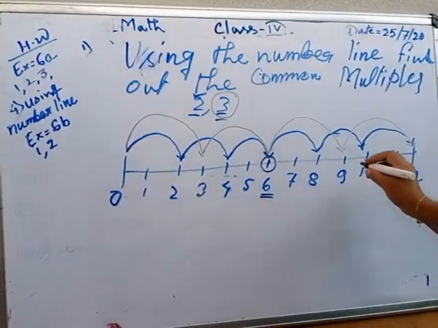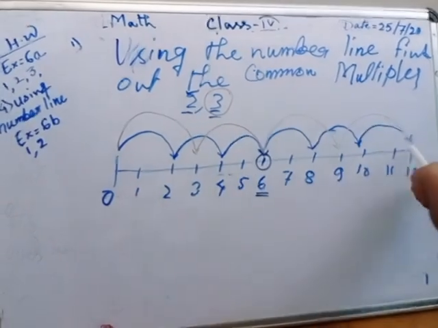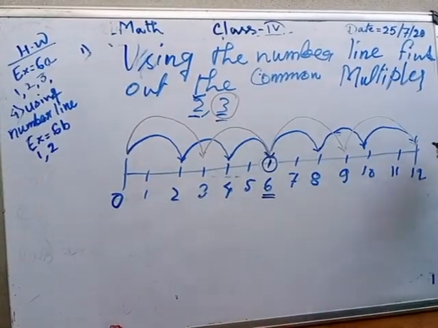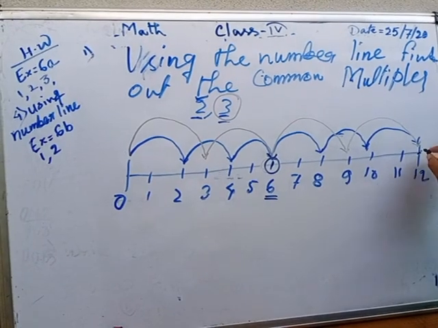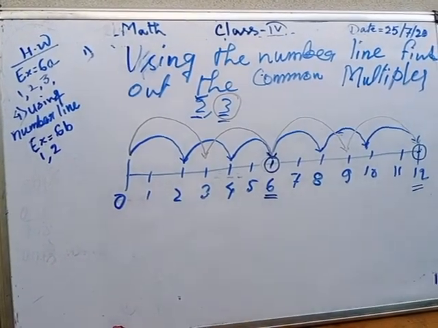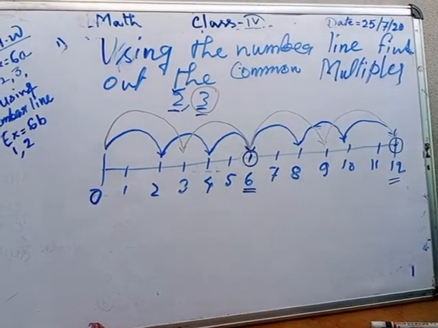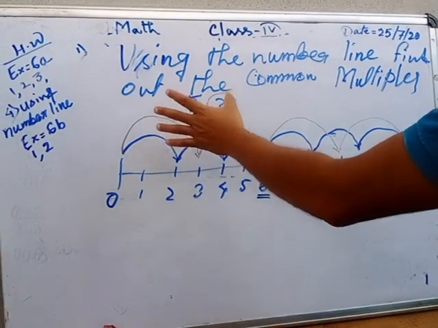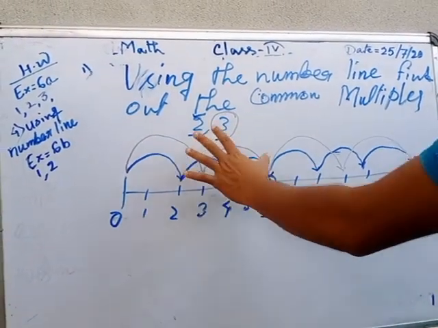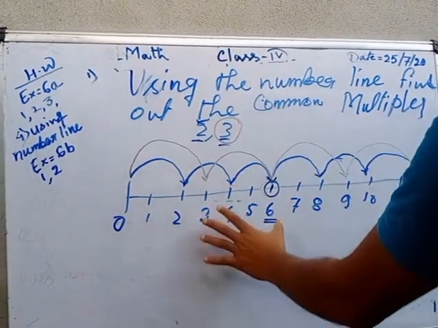And here also 2 reaches 12 and 3 also reaches 12. So 12 is a common multiple of 2 and 3. Like this you should find the common multiples of two numbers using the number line.